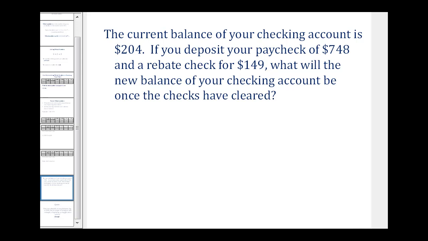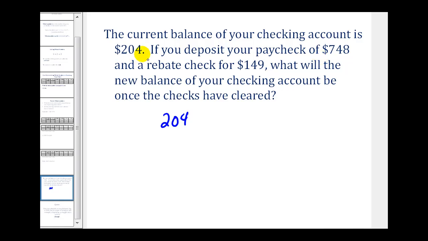Now let's take a look at a word problem. The current balance of your checking account is $204. If you deposit your paycheck for $748 and a rebate check for $149, what will the new balance of your checking account be once the checks have cleared? So we have $204 in our checking account, and then we add our deposit of $748 and then add the rebate check for $149. So we want to find the sum of these three numbers.